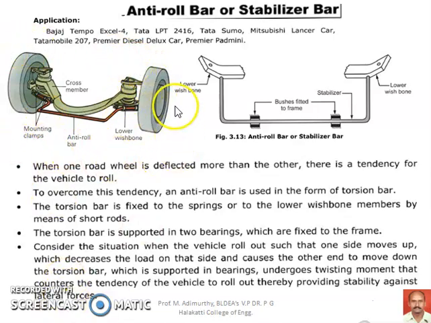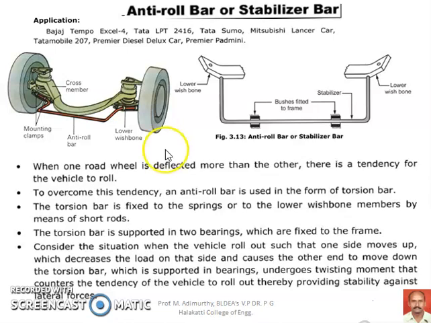Now, another view of this anti-roll bar arrangement. From this diagram you can have a better understanding of the arrangement of the anti-roll bar or the stabilizer bar. Here you can see this brown colored portion is the anti-roll bar. One end is connected to one lower wishbone arm and the other end is connected to the other wishbone arm, and it is supported in the bushes fitted with the frame, which is not shown. And this is the upper wishbone, this is the lower wishbone, and this is the cross member. You can also observe the shock absorber located between the cross member and the lower wishbone arm. This kind of arrangement is called the stabilizer bar or the anti-roll bar.